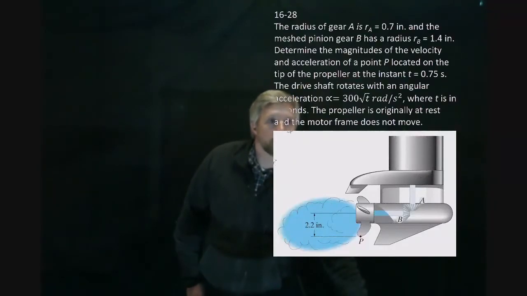Hello, I wanted to record a video about rotational kinematics so you can get an idea how to solve rotational kinematics problems and how to relate those to linear velocity and acceleration. So let's go ahead and get started. The problem that I chose to do today is 16-28.